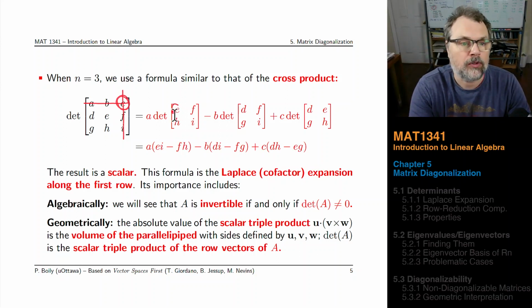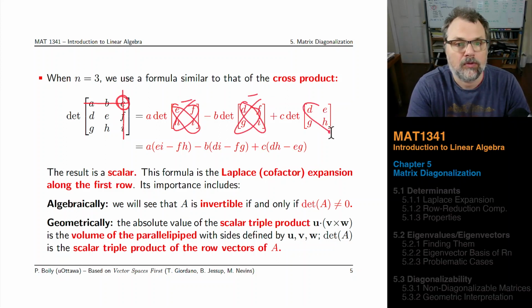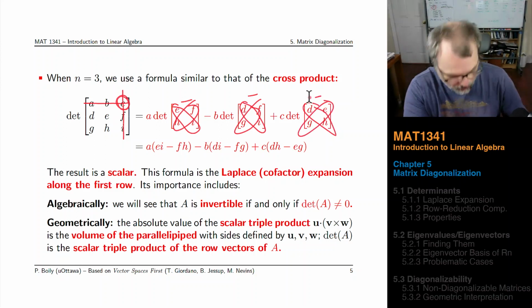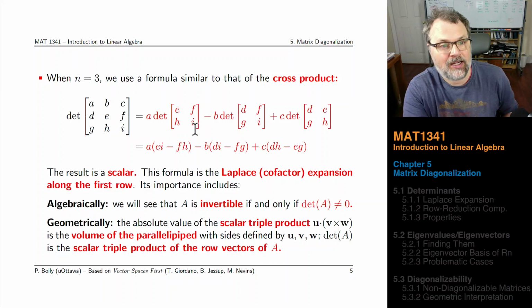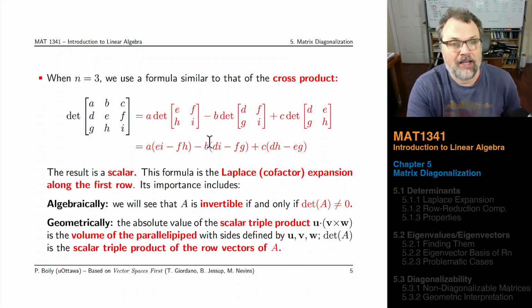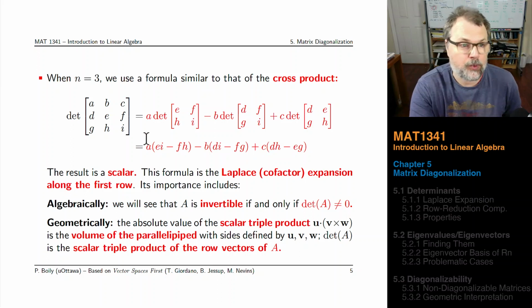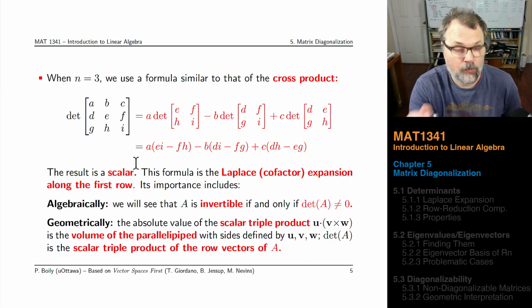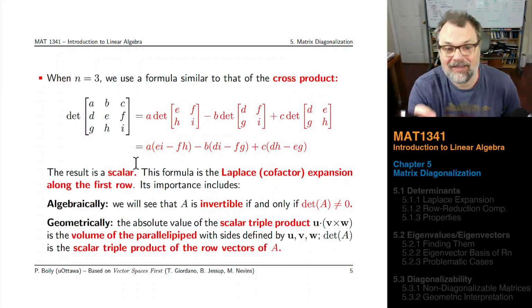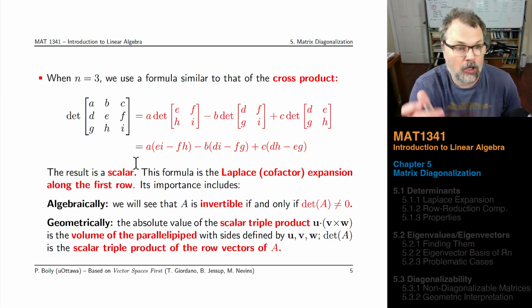So here you do the cross product, and you end up with A times (E times I minus F times H), minus B times (D times I minus F times G), and finally plus C times (D times H minus E times G). So this result, when you do the computation, is a real number, a scalar. And we call this formula the Laplace or the cofactor expansion along the first row.